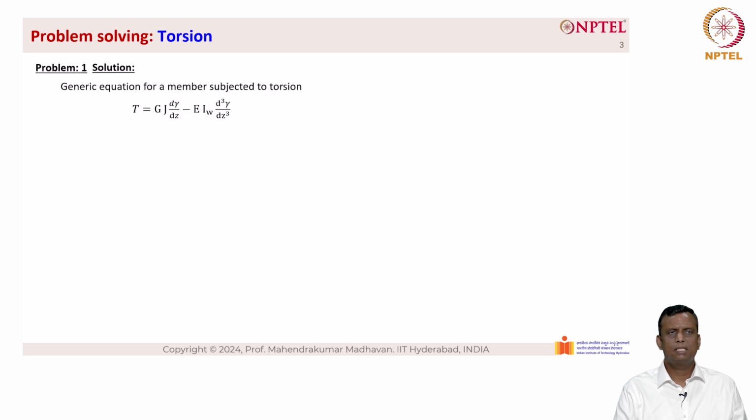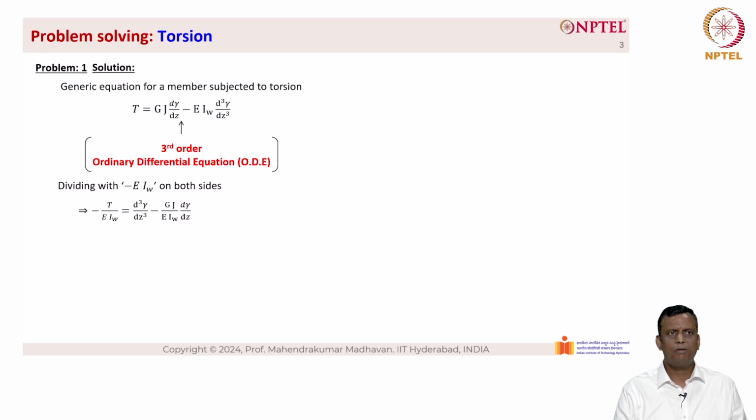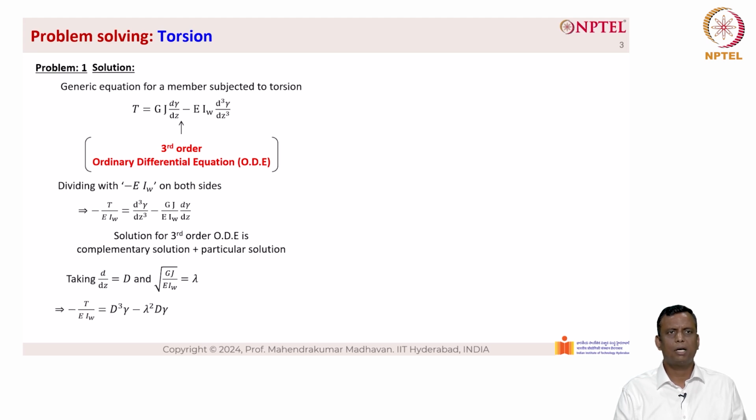So the solution is given as: the generic equation for a member subjected to torsion is T equal to GJ into d gamma by dz minus EIw into d cube gamma by dz cube. So this is a third order ordinary differential equation, ODE, and let's divide this entire equation by minus EIw on both sides. So we have minus T by EIw equal to d cube gamma by dz cube minus GJ divided by EIw into d gamma by dz. The solution for a third order ordinary differential equation is given as complementary solution plus particular solution.